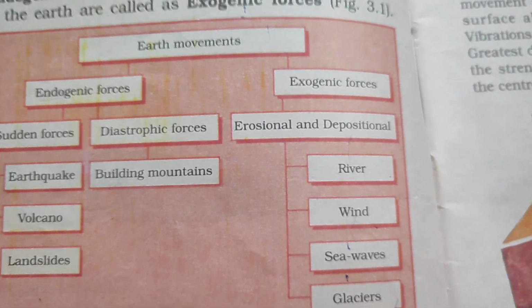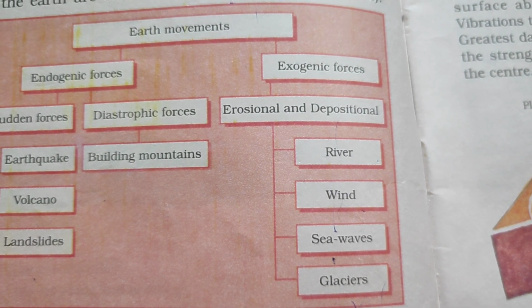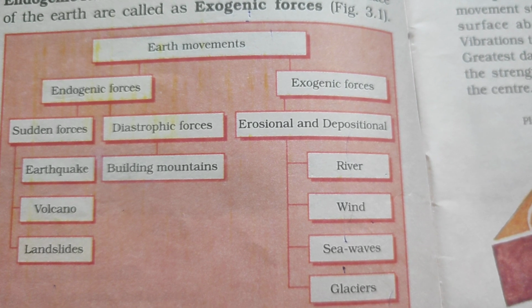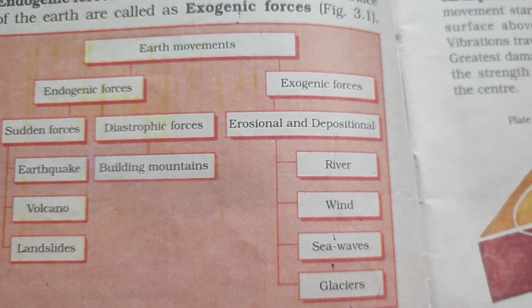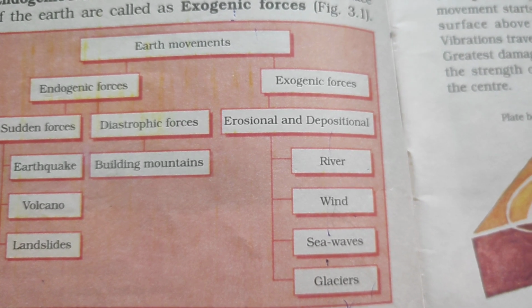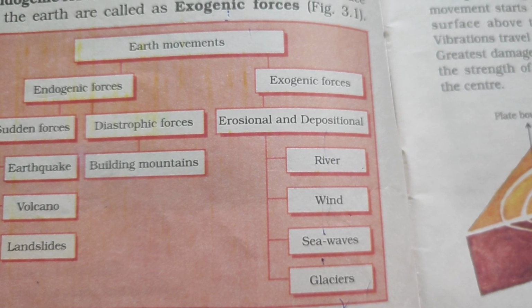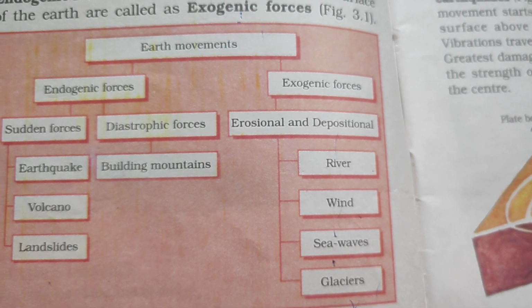The other type of force is exogenic force. These forces take place on the surface of the earth, and examples are erosional and depositional. This erosion and deposition work takes place by the agents of denudation like river, wind, sea waves, and glaciers.